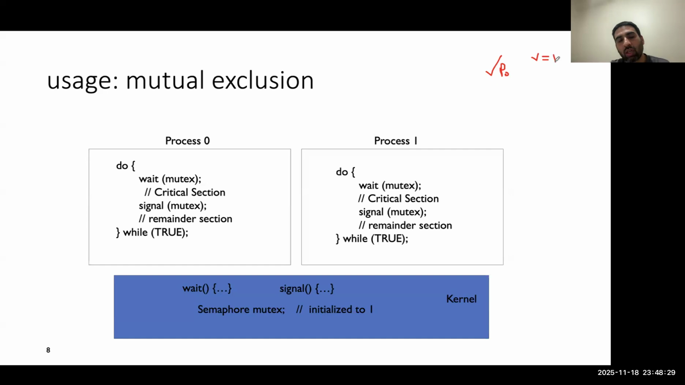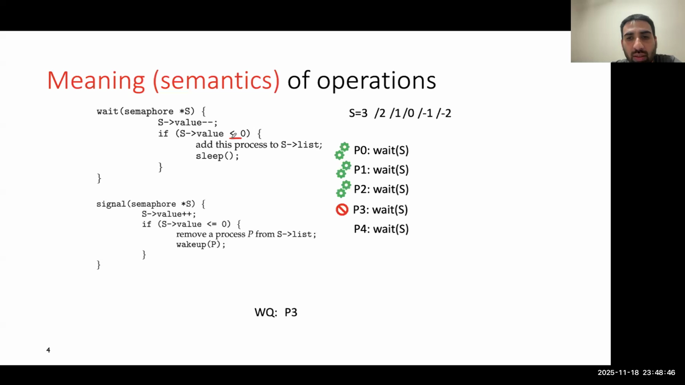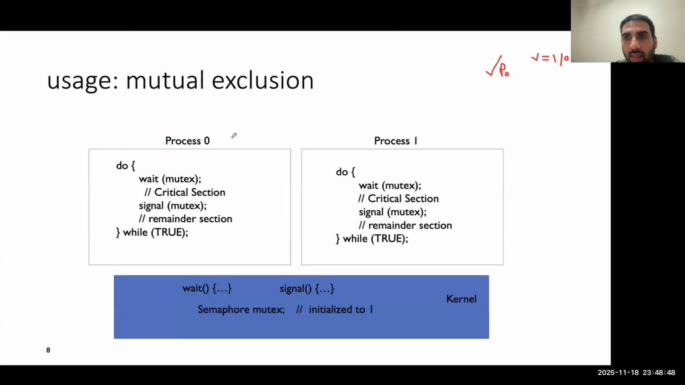So when you invoke wait on it, the value is decremented by 1 and becomes 0, but it is not less than 0. Since it is not less than 0, that's why the calling process is not blocked. The calling process continues its execution, which means that it has entered the critical section, right?